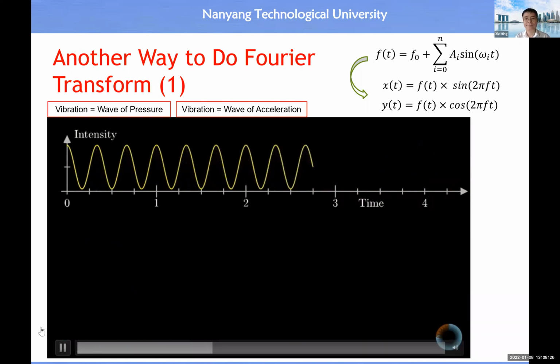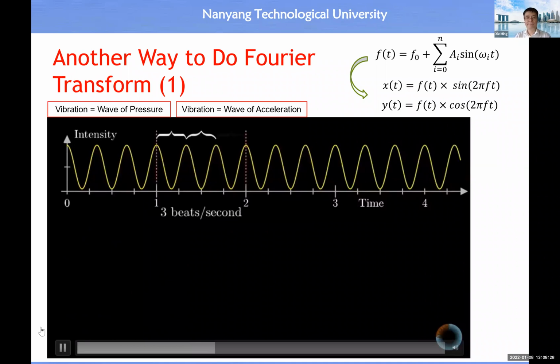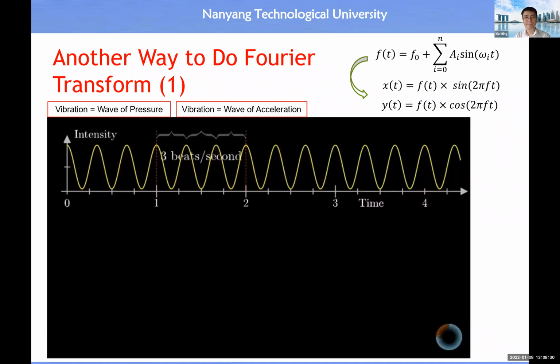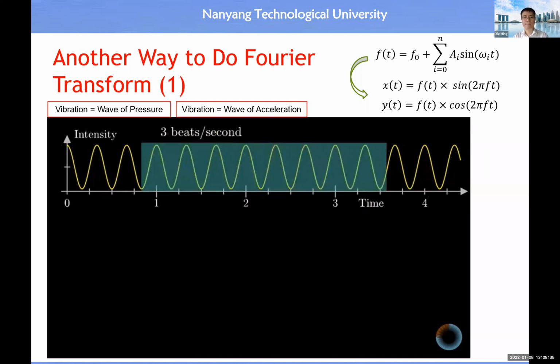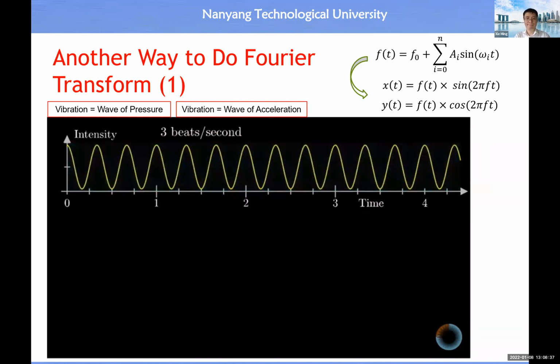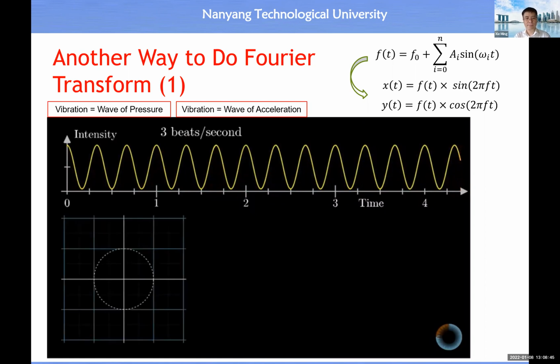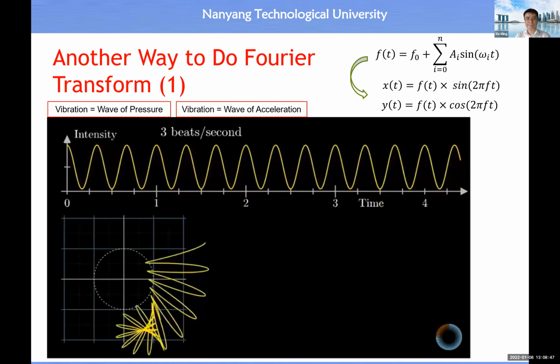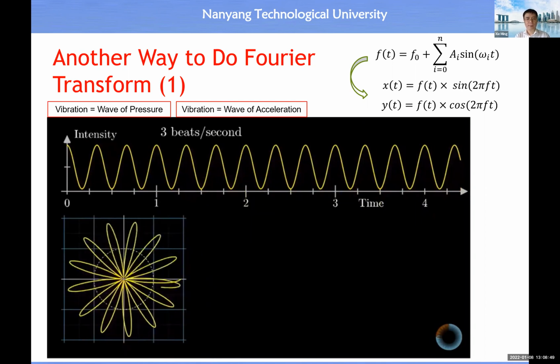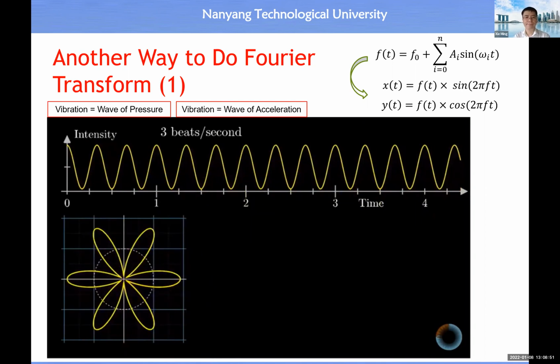To start, consider simply taking a pure signal, say with a lowly 3 beats per second, so that we can plot it easily. And let's limit ourselves to looking at a finite portion of this graph. In this case, the portion between 0 seconds and 4.5 seconds. The key idea is going to be to take this graph and sort of wrap it up around a circle. So this is the xy plane. Concretely, here's what I mean by that.